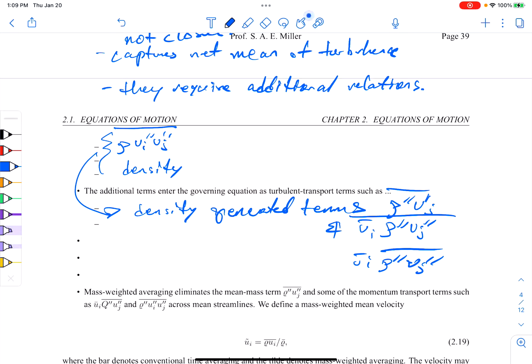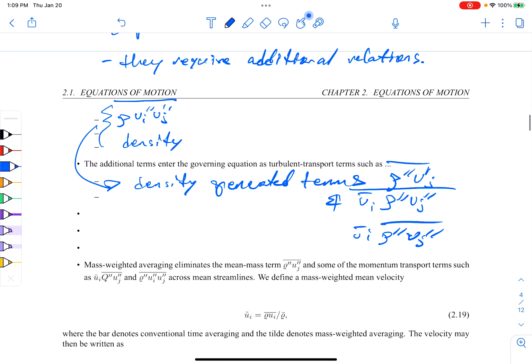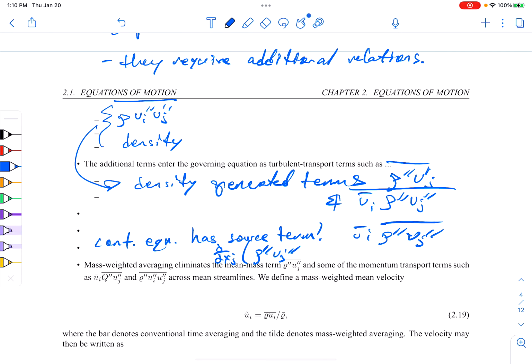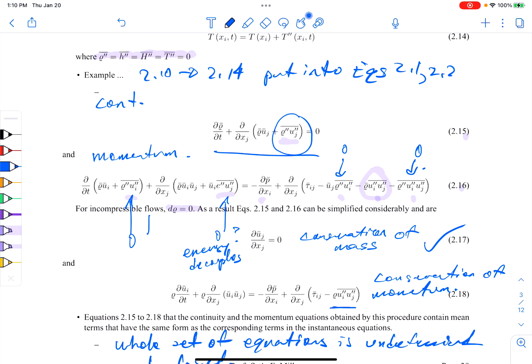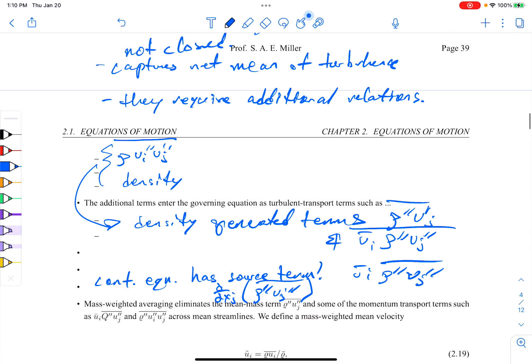Might also be mentioned that in incompressible flows, these density generated terms are going to disappear, and that's what we showed in equations 2.17 and 2.18. And in compressible flow terms, you'll notice that the continuity equation has a source term. It is conserved, but what is that term? Of course, it's partial x_j of rho prime prime u_j prime prime bar, and that can be seen right here. And that's very strange, and it's not really something that's tractable to model or even develop in a flow. So this was recognized as sort of a major problem.